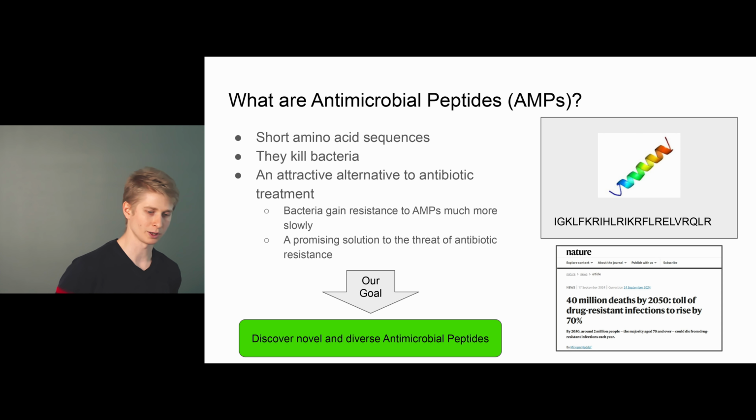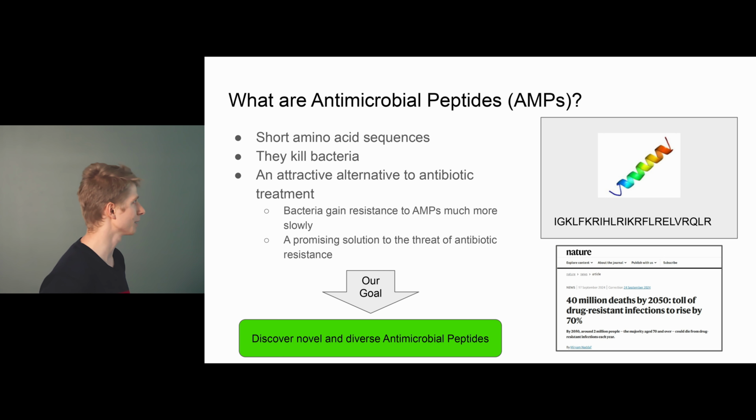Okay, so hello. Today I will, with Martin, present results of our project: exploration techniques in latent space for generative models applied to antimicrobial peptide design. First, let's talk about what antimicrobial peptides are, in short AMPs.